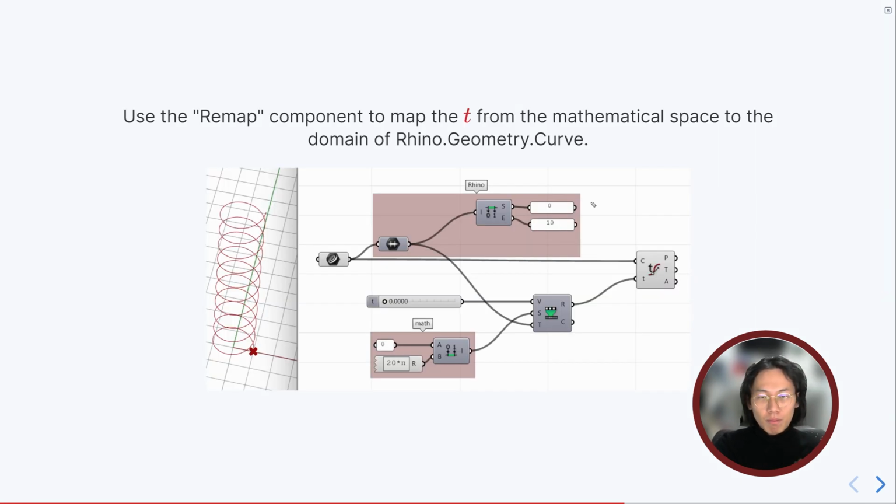Then we can remap the input value from mathematical space to Rhino space. So here is the t, and the source of the domain is 0 to 20 pi, and the target would be the domain of this Rhino curve. It ranges from 0 to 10. This value r is the result of the t after mapping to the Rhino t value. The point from the output here will be the t value using mathematical space. To sum up, using this setup, the inputs from mathematical space can evaluate a point from the curve in Rhino space.